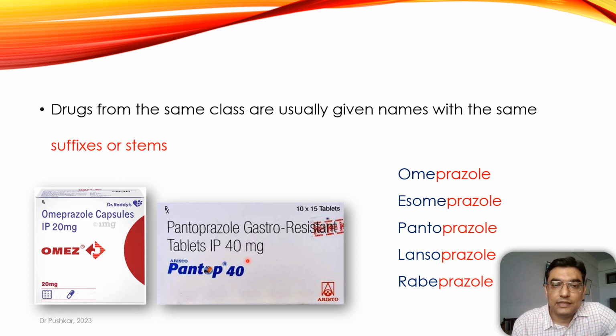Now you can see these are various examples of proton pump inhibitors, such as omeprazole, esomeprazole, pantoprazole, lansoprazole, rabeprazole. One thing which is common in these names is the "prazole". This "prazole" is the suffix. So it becomes easier to remember the class of the drug and its name too. So we use suffixes or stems like this. You will see many such names in pharmacology later on.